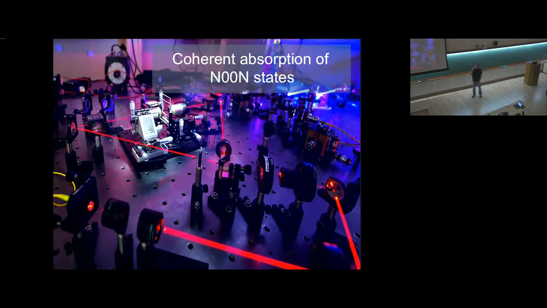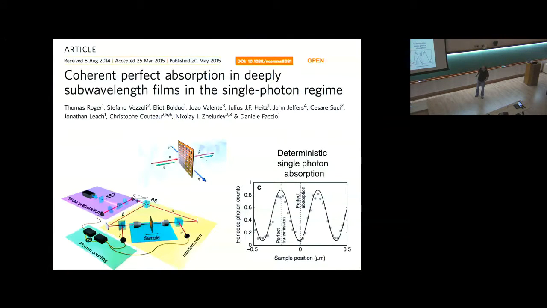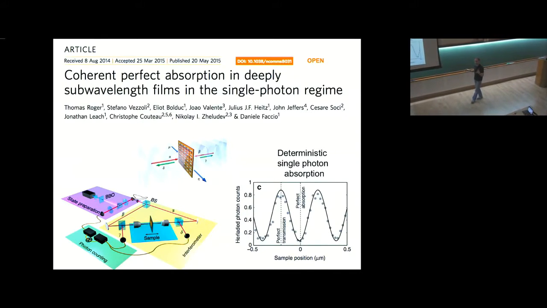So the first thing I want to talk about is what we've been working on, going back to this idea of absorption in very thin films, and in particular the notion of coherent absorption using N00N states. This arose from a first paper by Nikolai Zheludev. This is an older paper of ours, but the idea is that you can create a Sagnac-like interferometer. Zheludev's first experiments were purely classical, and with a single photon interferometer we obtained very similar results, as expected.